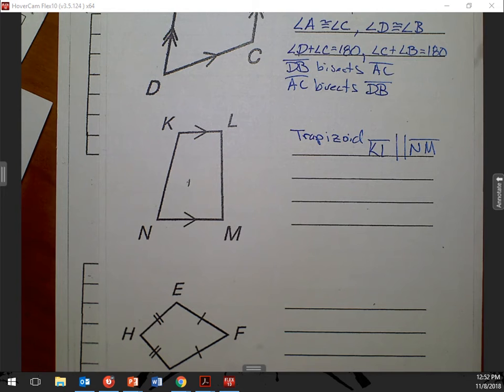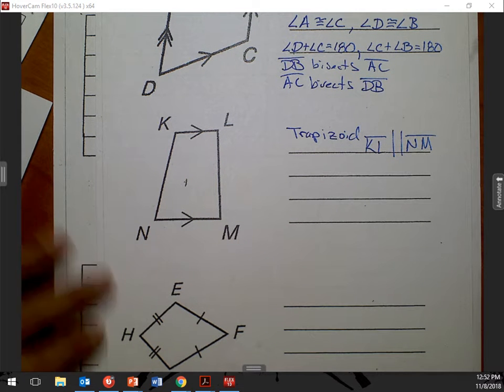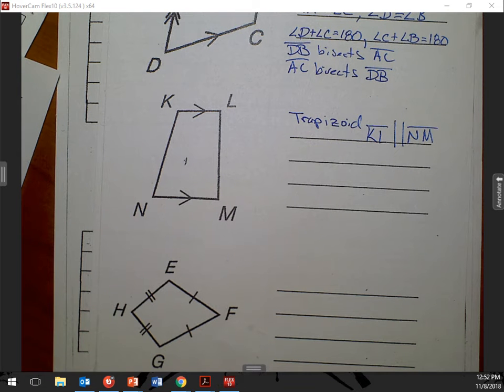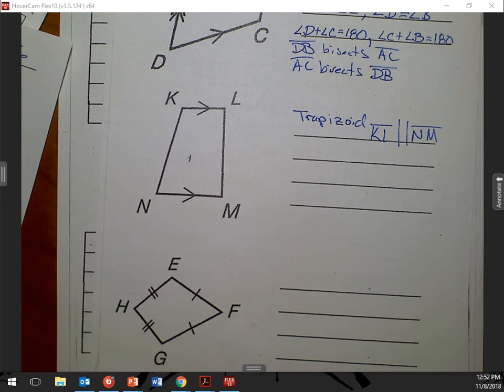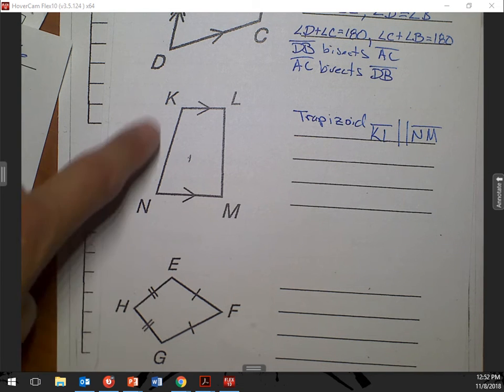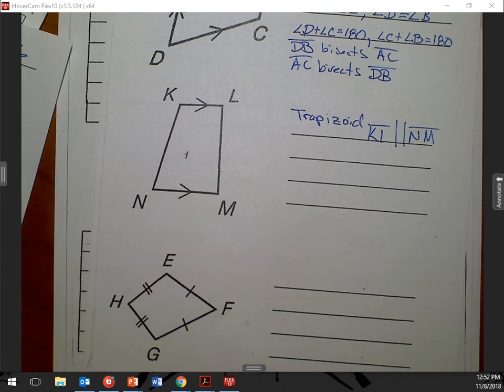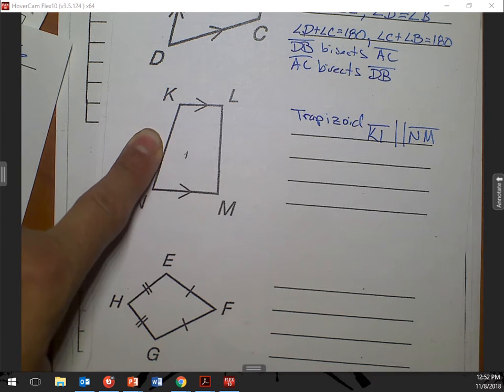So is it isosceles? No, it's not. No tick marks. Look, tick marks on this next one. Tick marks down here, right? So those two are congruent, right? That's a kite. Yes, that is. So, does this one have tick marks? No. So this one has no tick marks, so it's not isosceles.